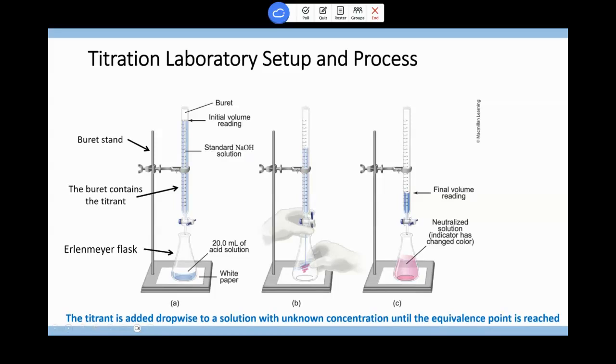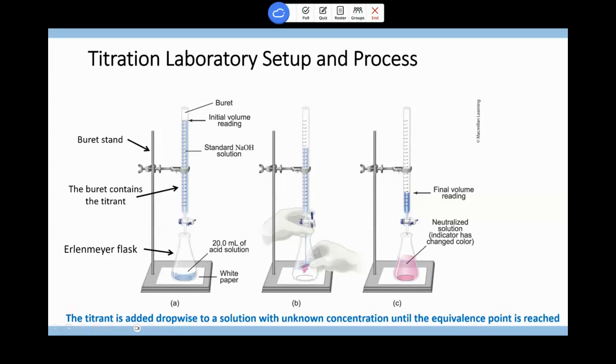When we have reached our equivalence point, where the number of moles of acid is equal to the number of moles of base, that's when the indicator will change color. So we know that we've added enough base to react with all of the acid present in our unknown solution. Then we can take the volume of the base that's added to calculate moles of base that were added. That's the moles of base that were reacted with our acid. So that's the same number of acid molecules that originated in our solution with an unknown concentration.